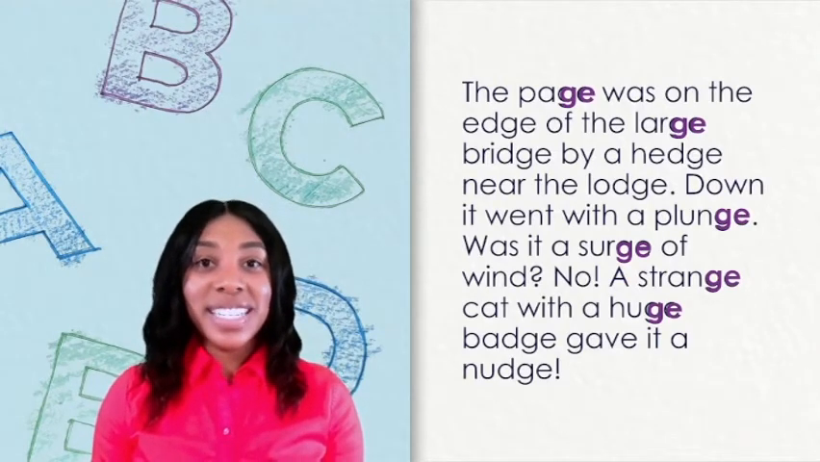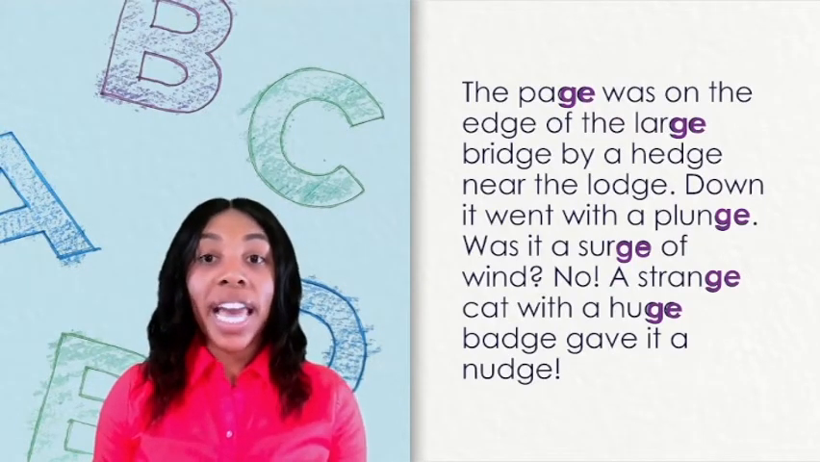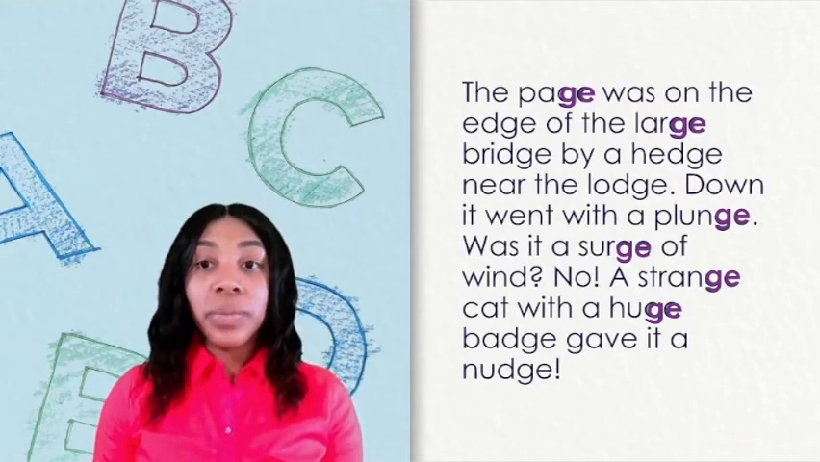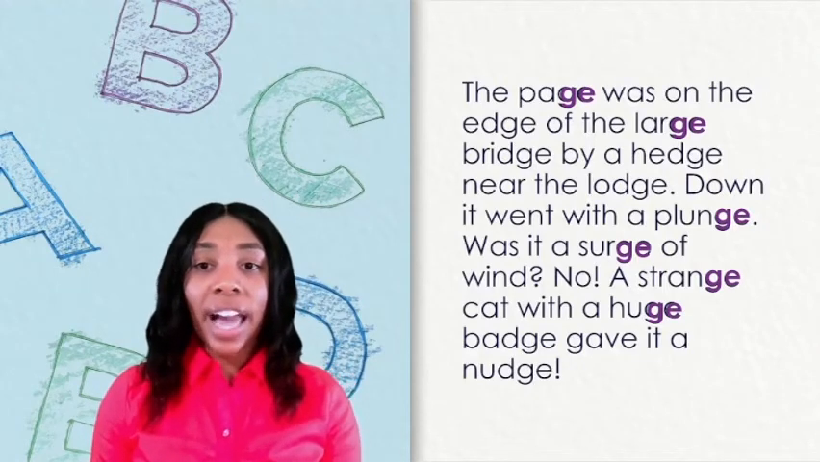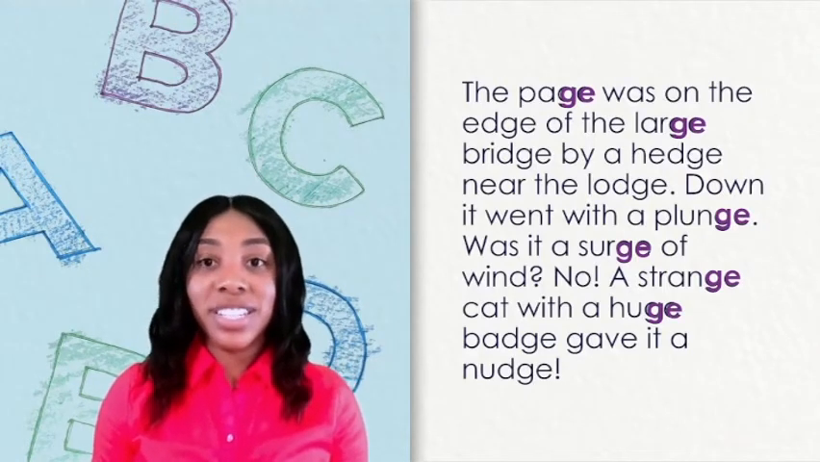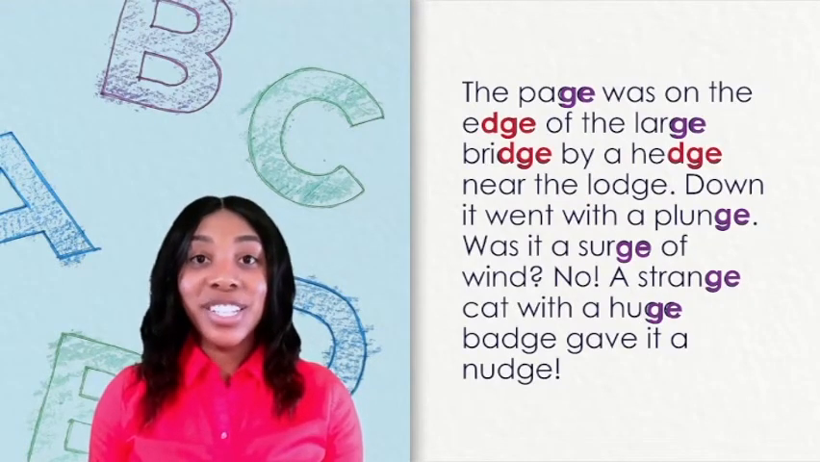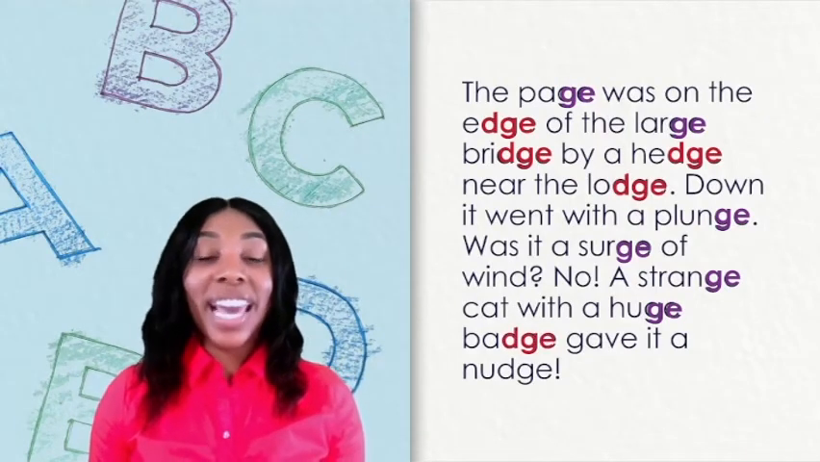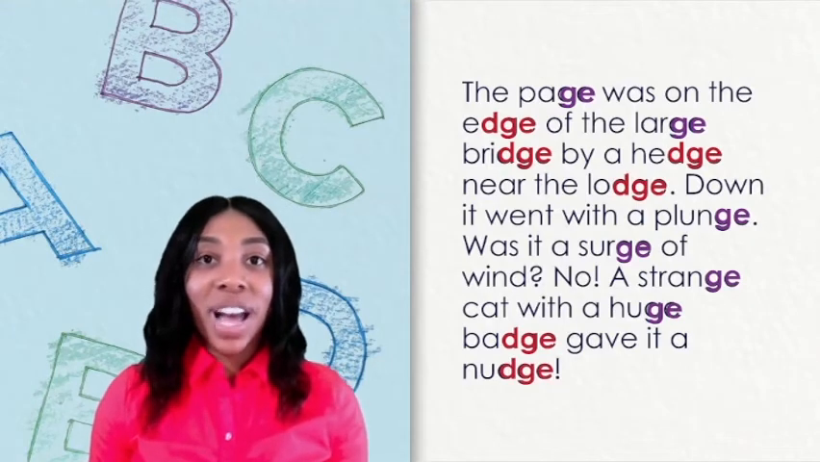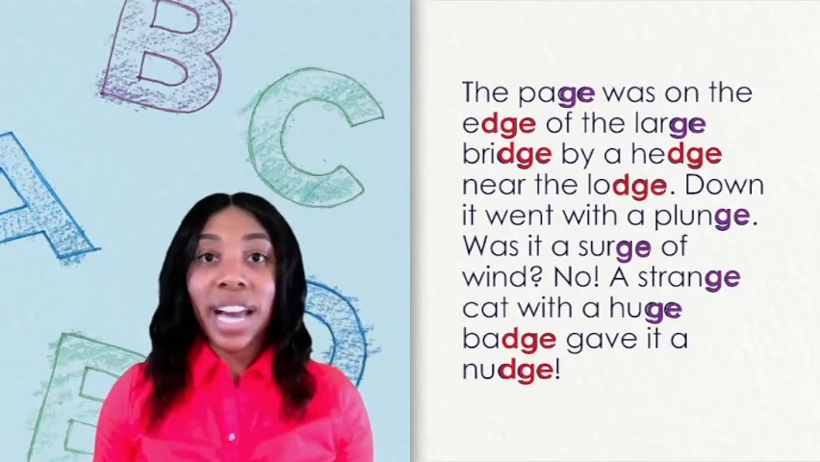G-E. Let's read the sentence one more time. The page was on the edge of the large bridge by a hedge near the lodge. Down it went with a plunge. Was it a surge of wind? No. A strange cat with a huge badge gave it a nudge. Let's look closely at a few more words. Edge, bridge, hedge, lodge, badge, and nudge. All of these words made the J sound at the end. What letters do they have in common?